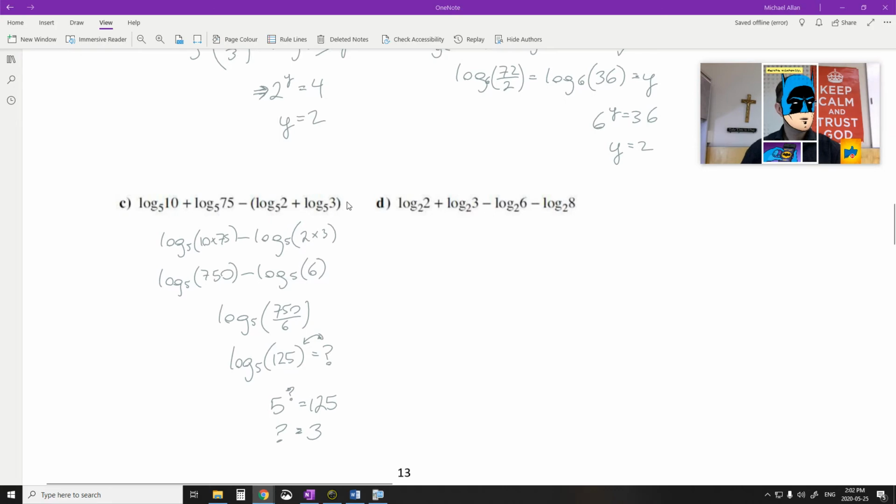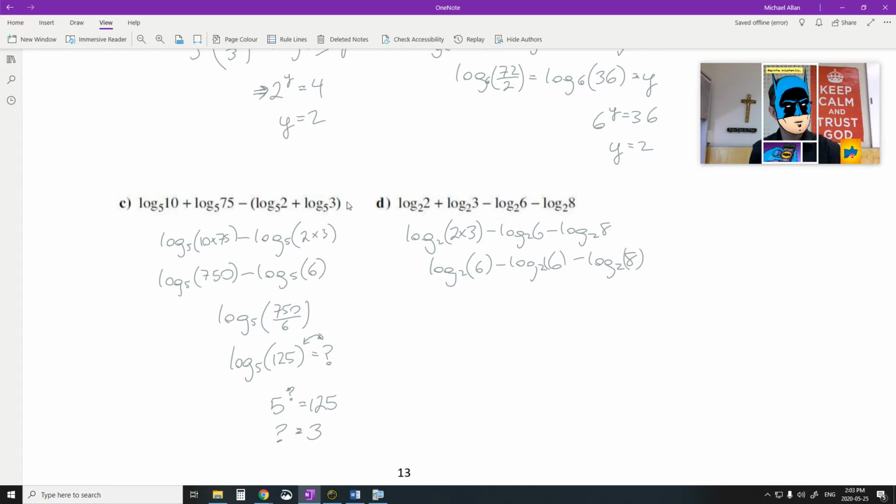Okay. So reading left to right, going step by step here. The first thing I'm going to do is take these, log base 2, 2 times 3. I'm going to leave these guys alone because there's no parentheses around them. So I'm just going to leave them first. Okay. So I get log base 2 of 6 minus log base 2 of 8. I can put parentheses around things. I like parentheses.